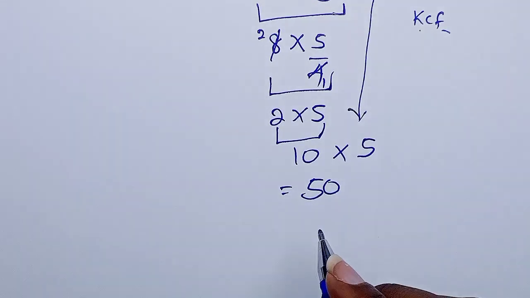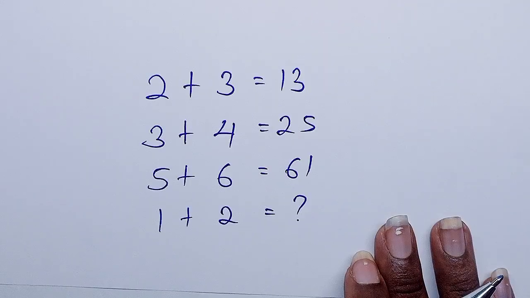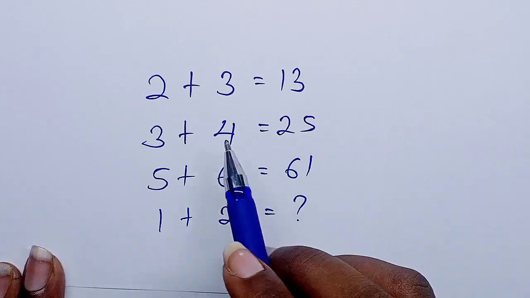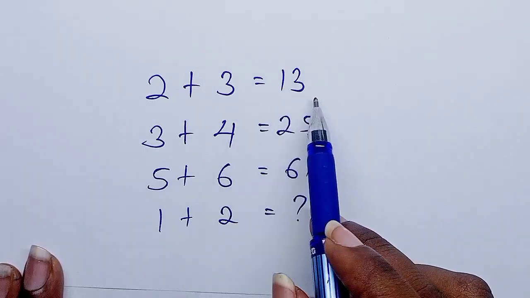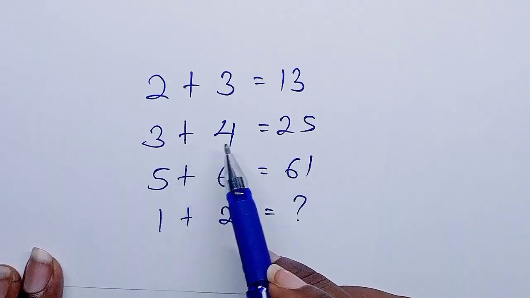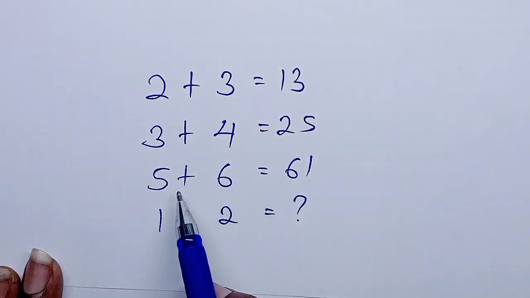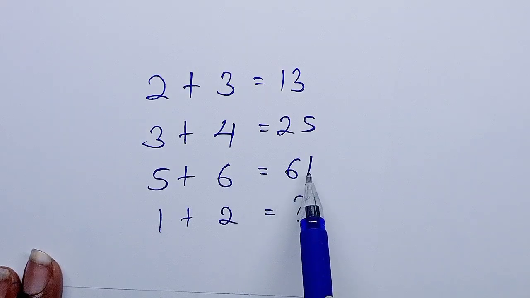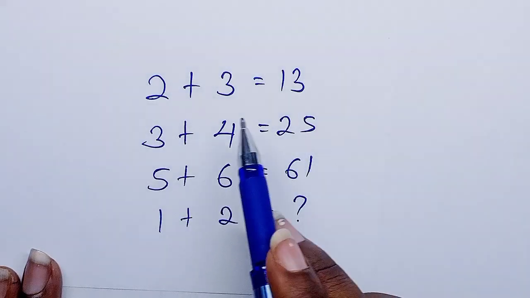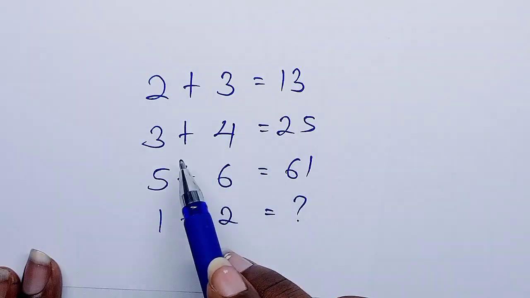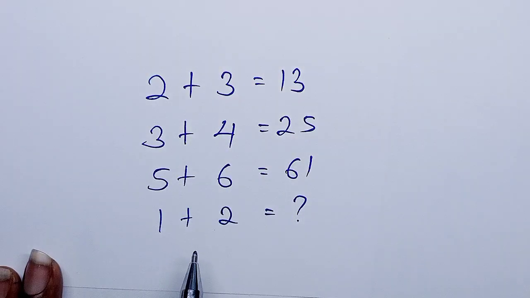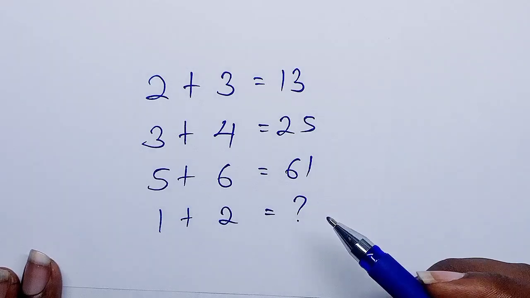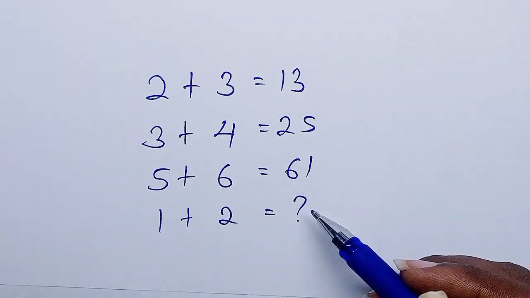Let's look at another question. We have 2 plus 3 equals 13, 3 plus 4 equals 25, 5 plus 6 equals 61. According to the pattern that these previous values are following, what do you think 1 plus 2 equals? You can pause the video, work it out, and let me know in the comment section.